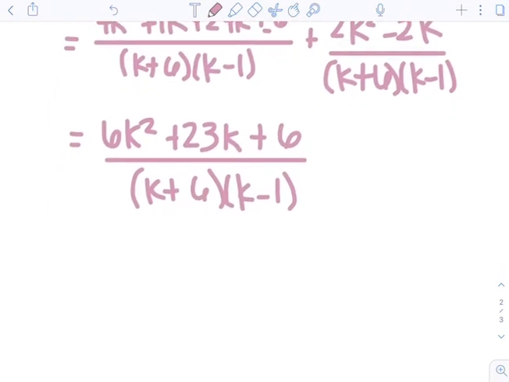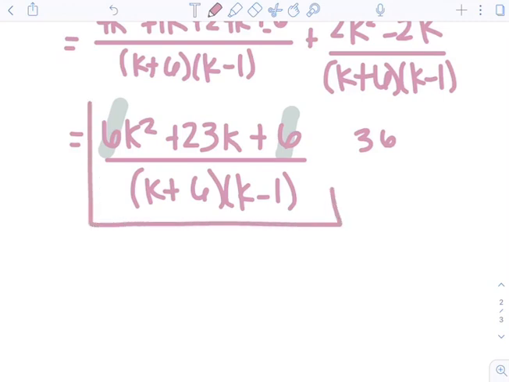Okay, now to make sure I can factor, I'm going to multiply 6 times 6, that's 36. So I got to think of factors of 36 and see, do they add to be 23? So 1 and 36, no. 2 and 18, no. 3 and 12, that adds to be 15, no. 6 and 6, no. 9 and 4, no. None of those add to be 23. So you cannot factor the numerator, which means you cannot simplify any further. And that's your final answer.